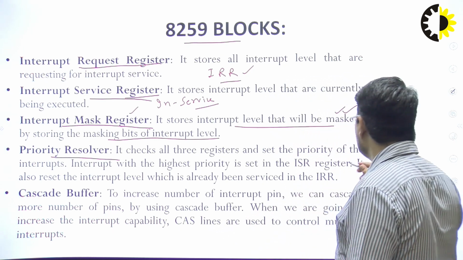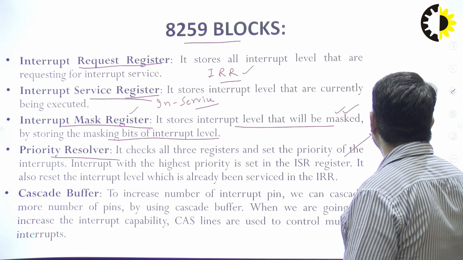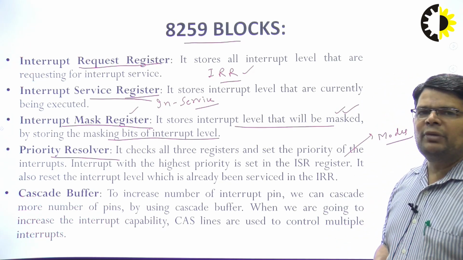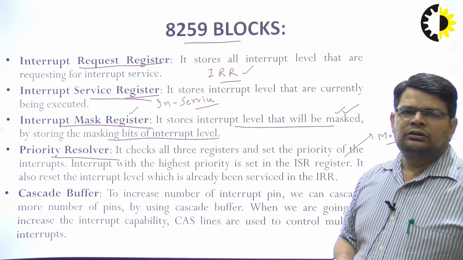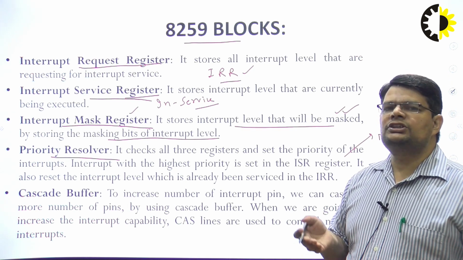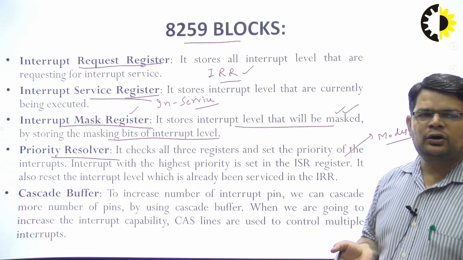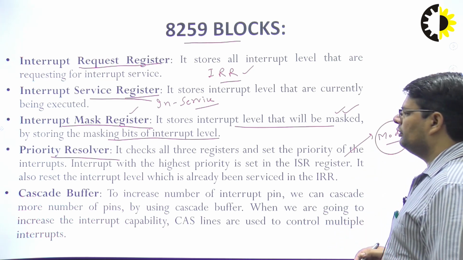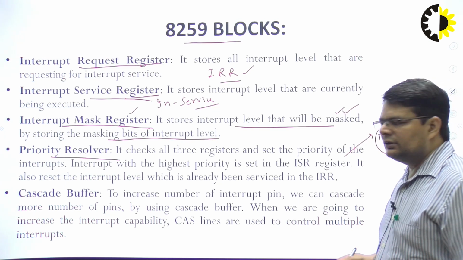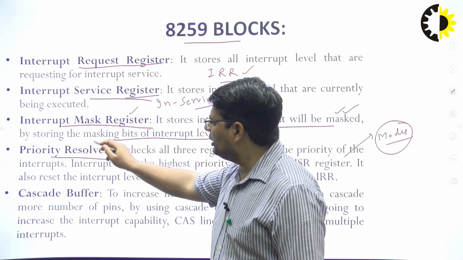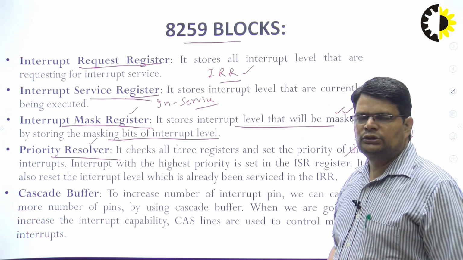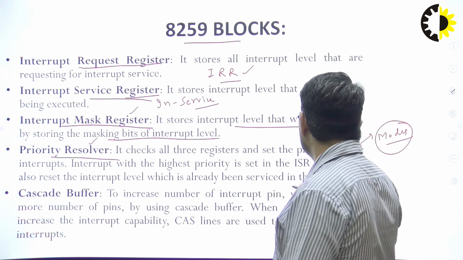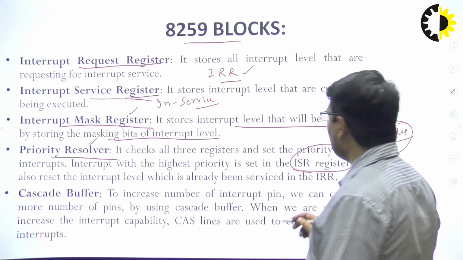The priority resolver, depending upon the modes, will resolve the priority out of multiple interrupt requests which may be of the same level. So we have to decide the priority, and priority is decided according to the mode. Based upon the selected mode, we can have the priority. Priority is basically resolved by this priority resolver. So the interrupt with the highest priority will be sent to the in service register and will be executed.